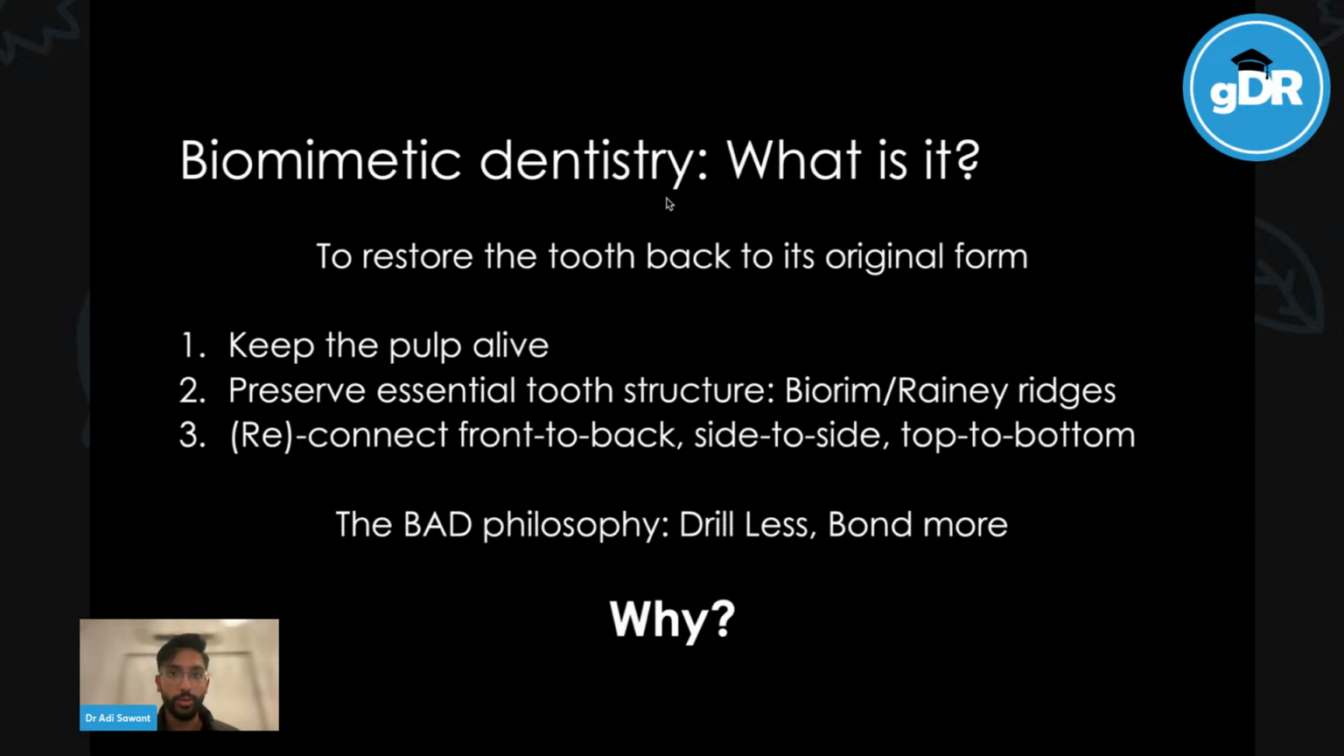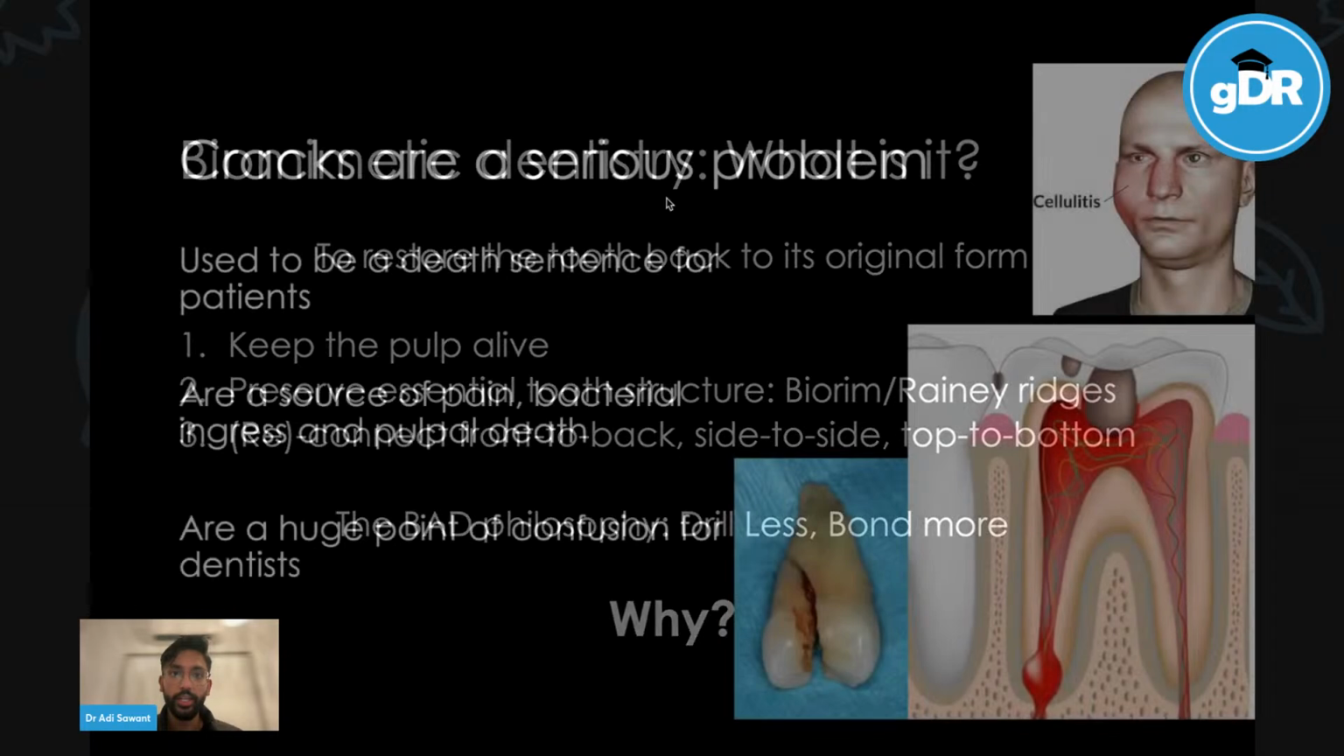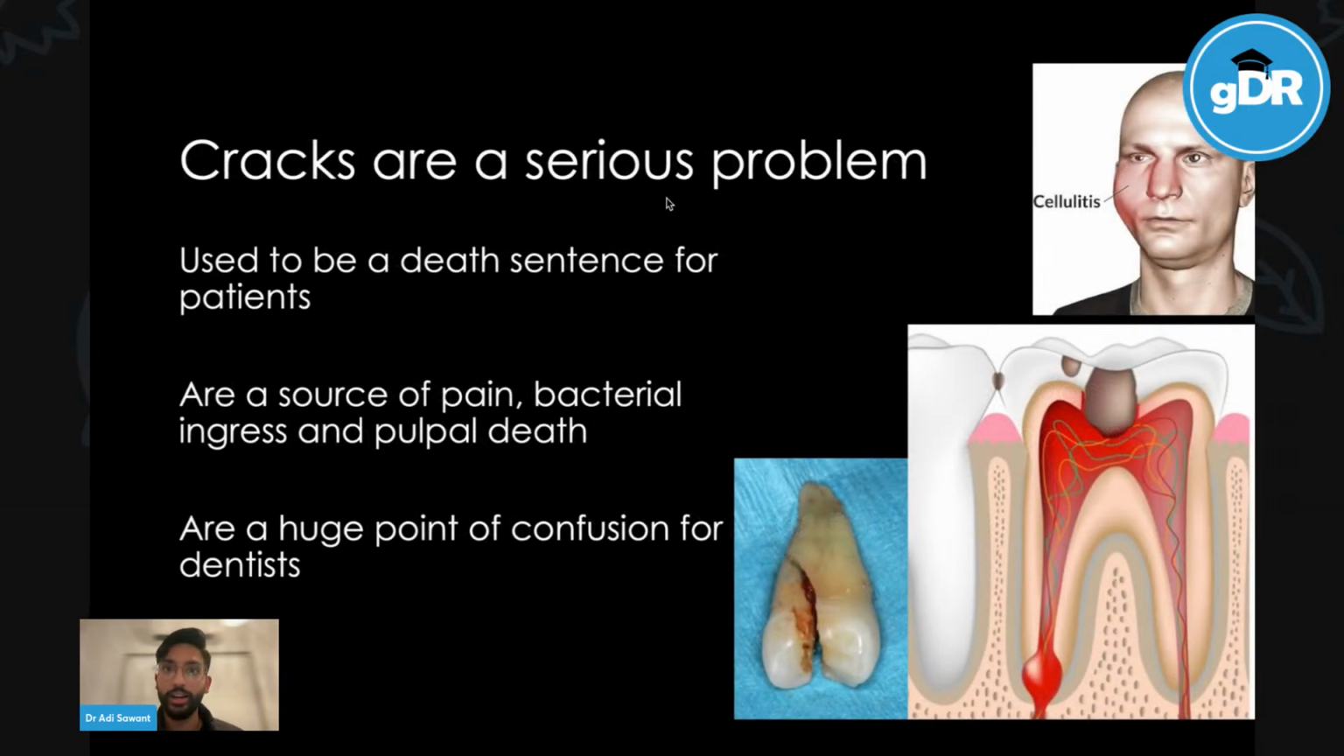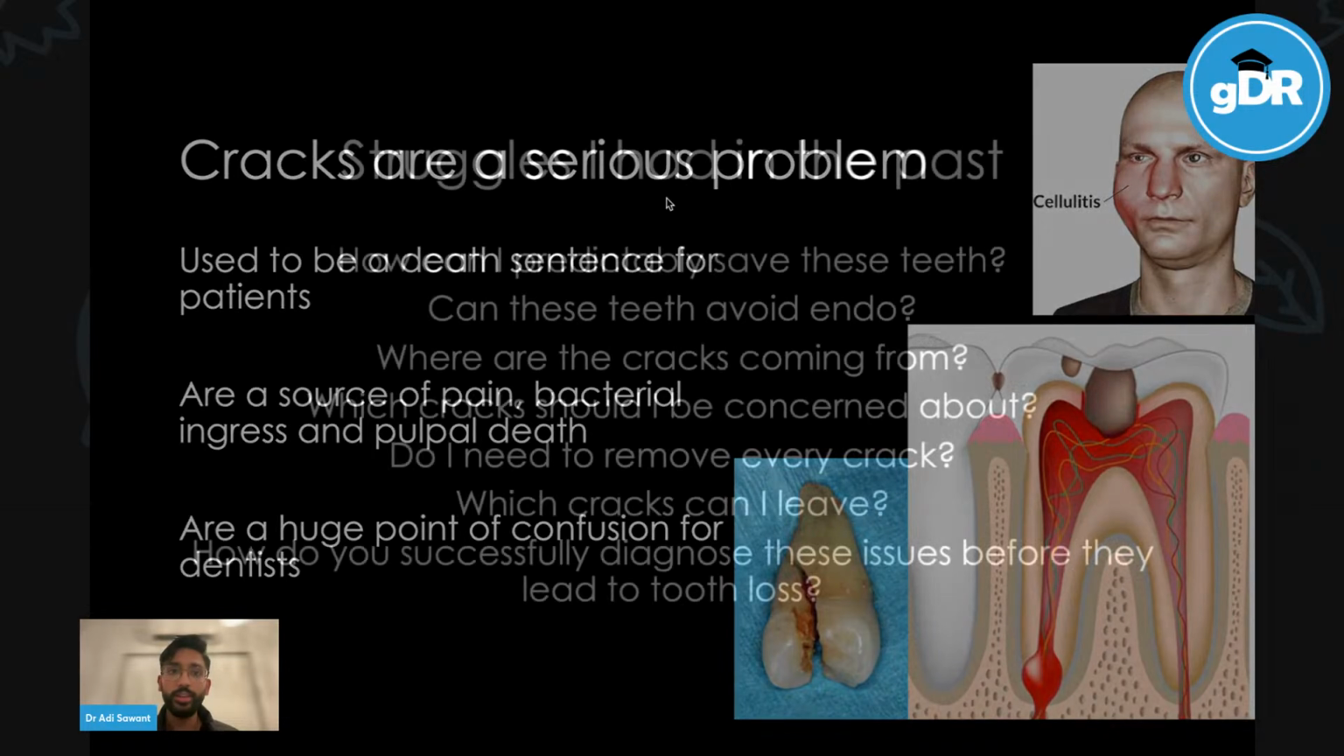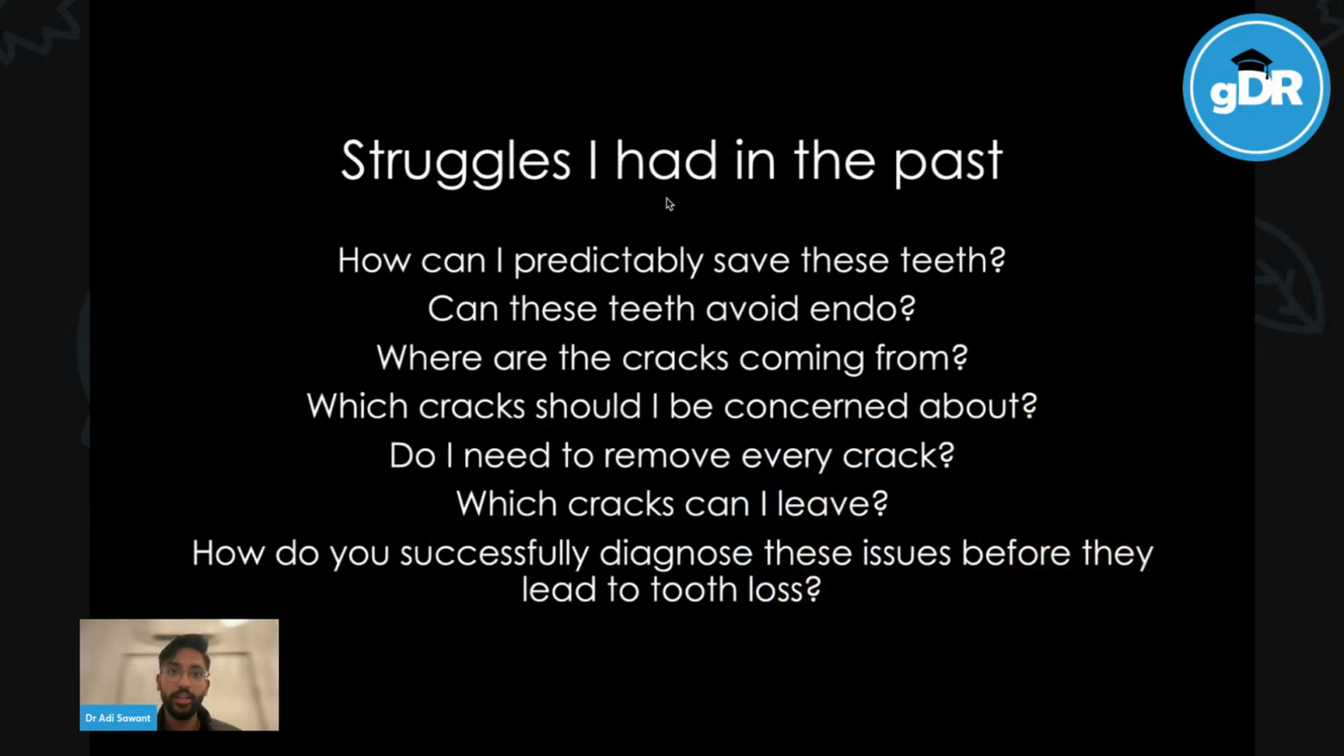But let's talk about why these teeth are a concern in the first place, right? Cracks are the bane of our existence as dentists. They're a serious problem. Back in the day, before modern dentistry, hundreds and thousands of years ago even, cracks were often a death sentence, right? Cracks are a highway for bacteria, or teeth would split in half, develop pulpitis, infection, abscesses, and there's not really much back in the day that they could do for that. But the bigger problem for you and I is they're a big point of confusion, right? These are some struggles I've had in the past. How do we predictably save these cracked and symptomatic teeth?